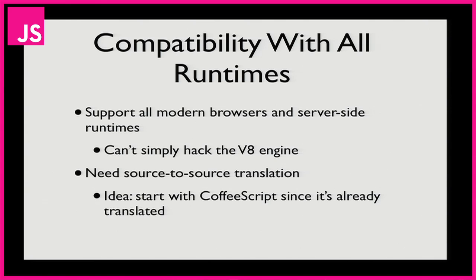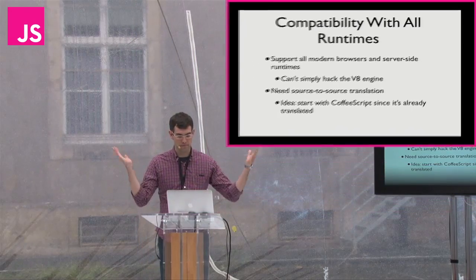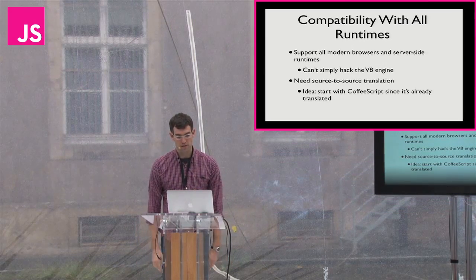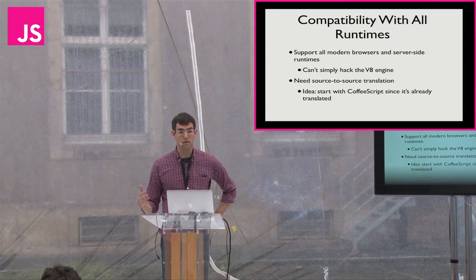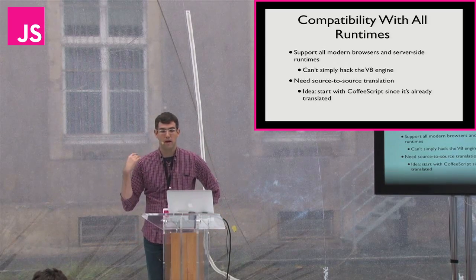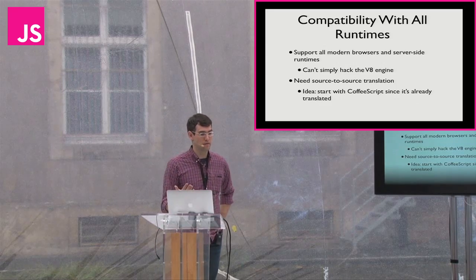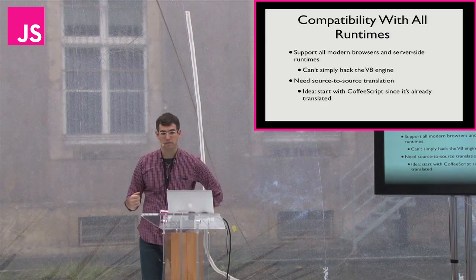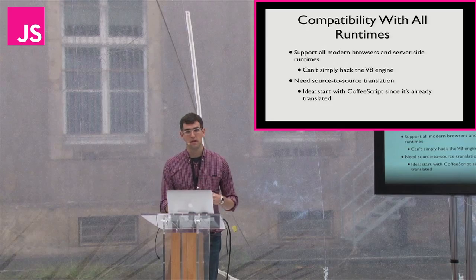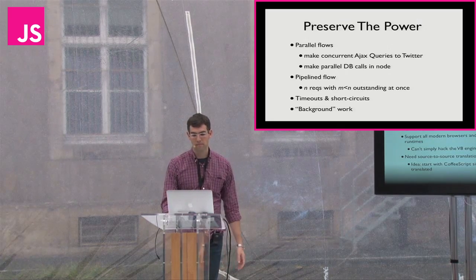And also, we want some solution to work with all runtimes. So V8, SpiderMonkey, and we also want it to work on the browser. And so the only way to do that is with source-to-source translation. And CoffeeScript is such a natural language for this, because it's already doing translation as it is. The question is, can we just add a couple more translations to get the features we want?